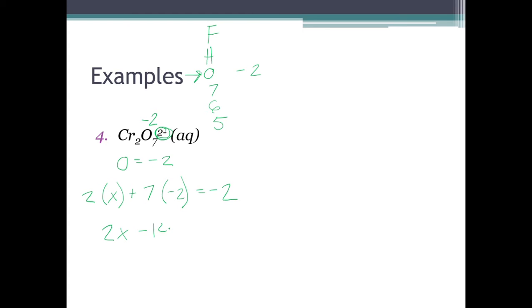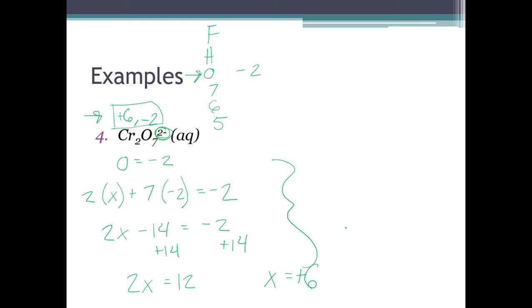And now we'll do some math. 2x minus 14 is equal to -2. Add 14 to both sides. We get 2x is equal to 12. Dividing by 2 on both sides, we will get x is equal to 6, specifically +6. So that's going to be our oxidation state for chromium here, a +6. So we have +6, -2. To be clear, this is the answer. This is all scratch work. If you're asked to find the oxidation states, this is all that matters.